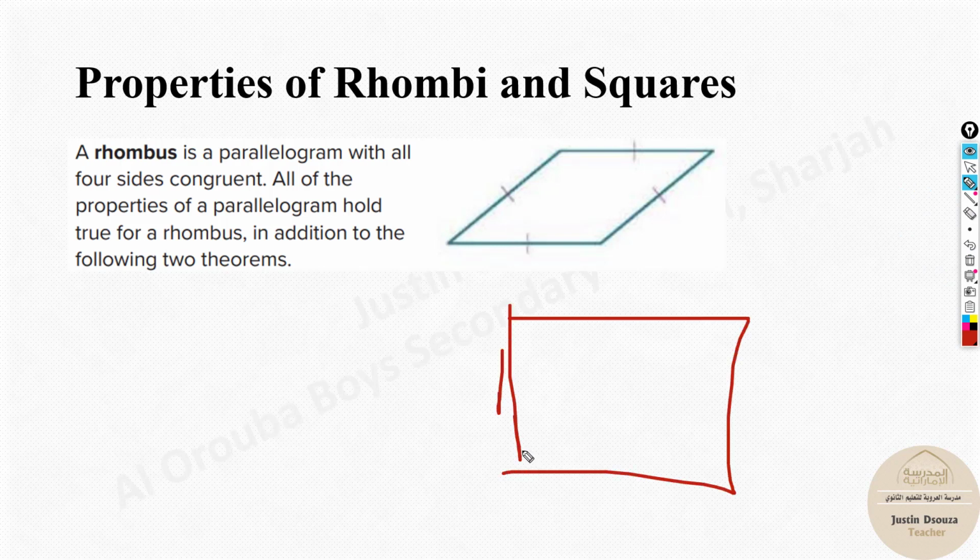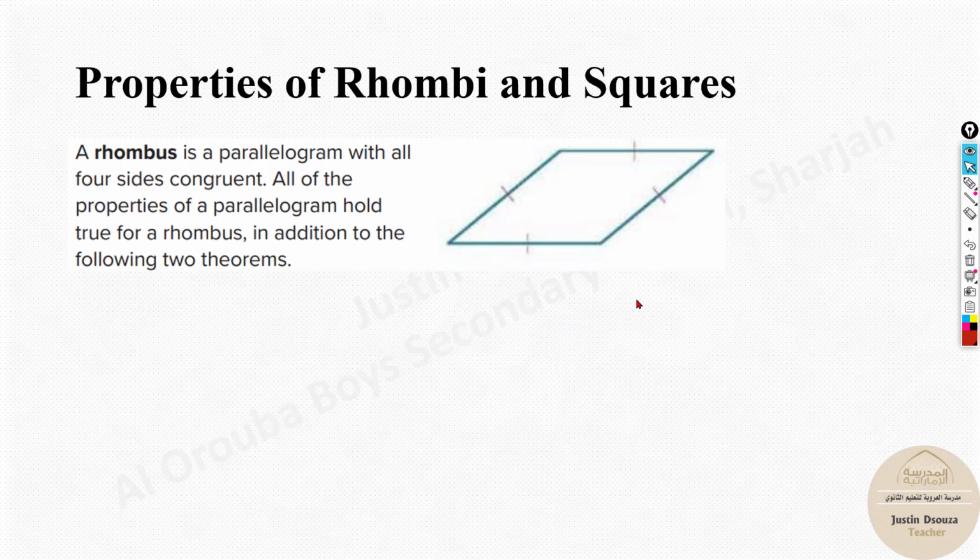A square is something with 90 degrees everywhere, right? It should be 90 only. But this doesn't require to be 90. Only thing is all the sides are equal. The sides can be 5, 5, 5 and 5 over here. But the angles do not need to be right angles. Now, what about the other properties?